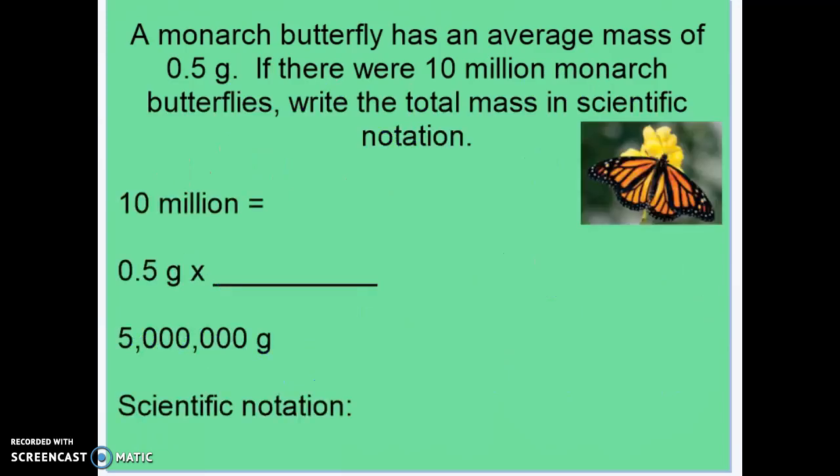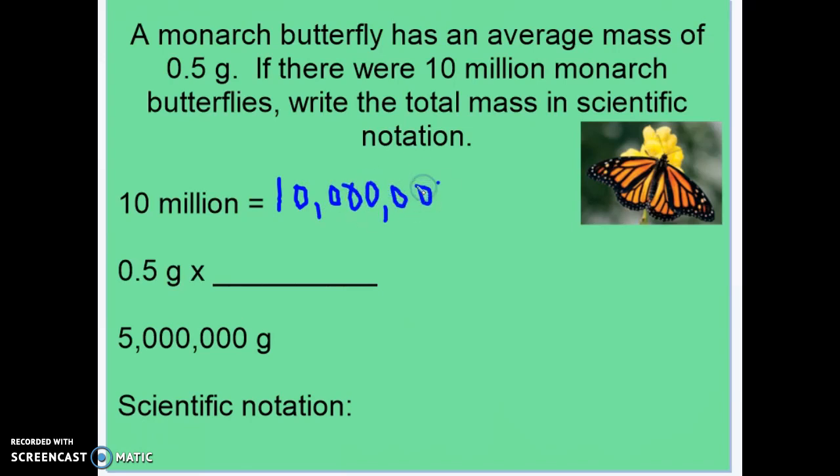All right, so how would you use this in real life? Well, in this example, the monarch butterfly has an average mass of 0.5 gram. If there were 10 million monarch butterflies, write the total mass in scientific notation. So first of all, we have 10 million. What does 10 million look like? 10 million is 10 and then million. So it looks like this.